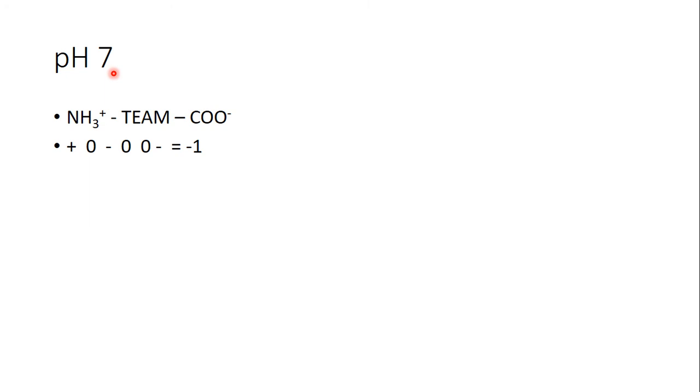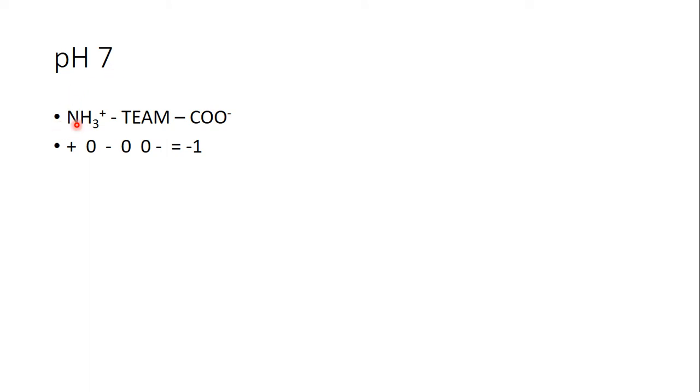So pH 7 is the easiest pH to determine the charge of a peptide because we learn the charges of the peptides at pH 7. So when they're written out on the slides or wherever you're going to see them, they're usually written at 7. Not always, but usually. So all we need to do here is count the charges.